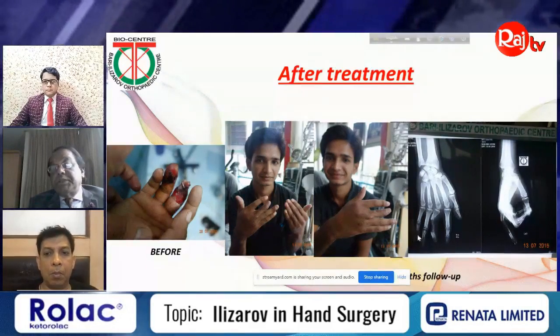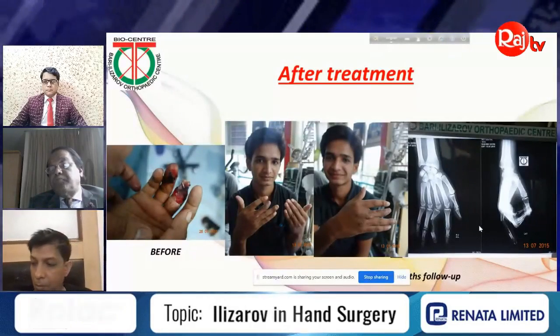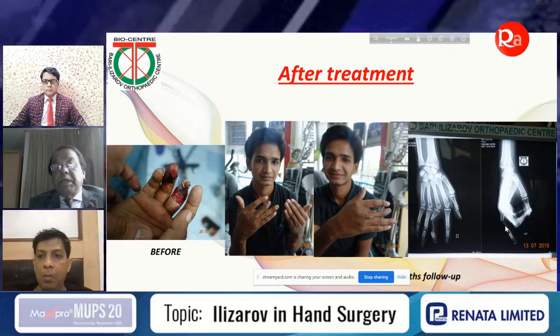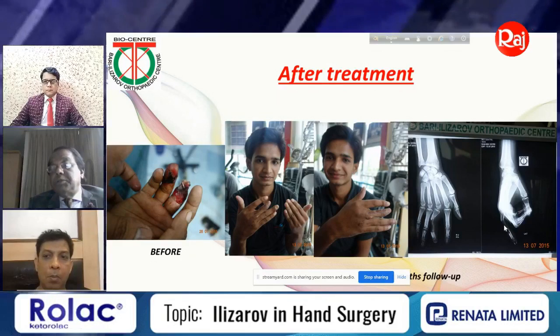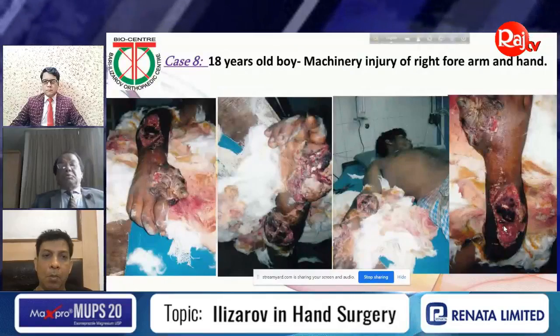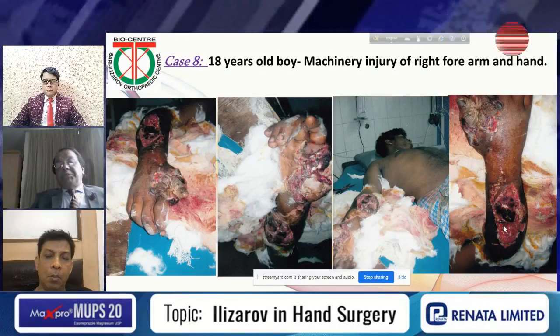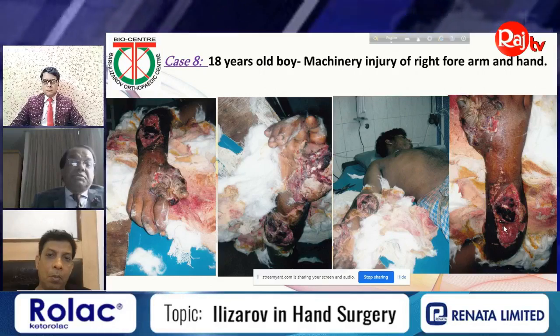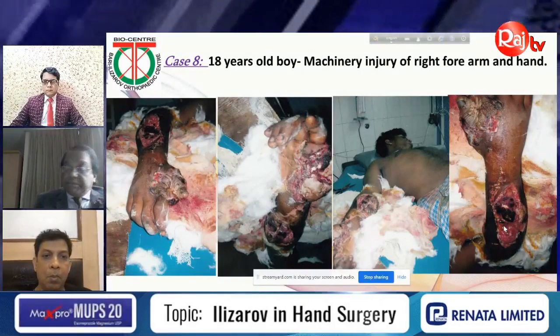finally, this is a little bit of angulation, but from here, lateral side, you can see the good callus formation and lengthening part of this part with good regenerate bone. So this is a very bad case. Again, machinery injury of the forearm and the hand came to my place. What to do? A late case came.